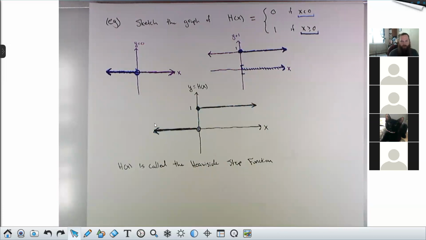This is a really important function in signal processing, differential equations, electrical engineering in general. Basically, you imagine that the x values are measuring time, and you have a battery or a switch or something, and the battery is off until time t equals 0 when you flip the switch, and then the battery is on. Right? There's something very binary about this.